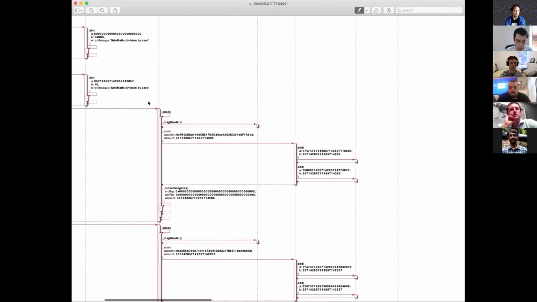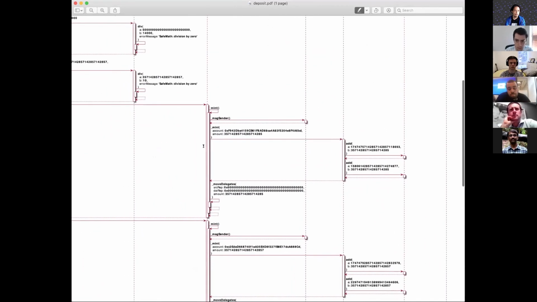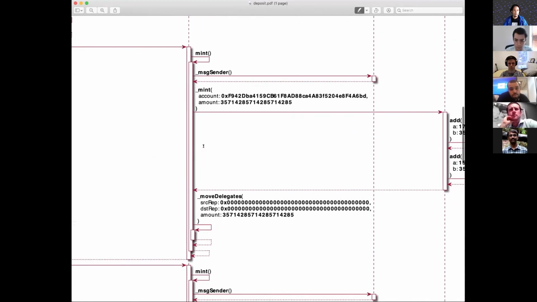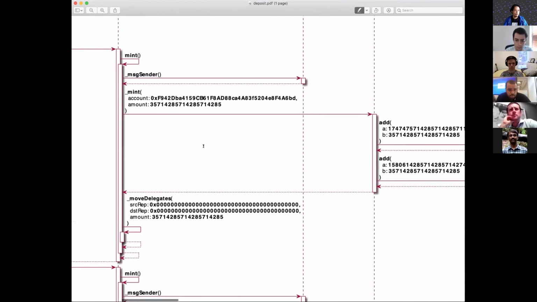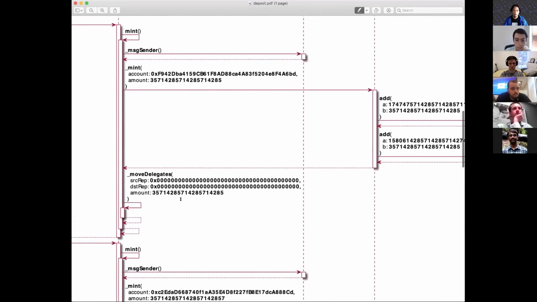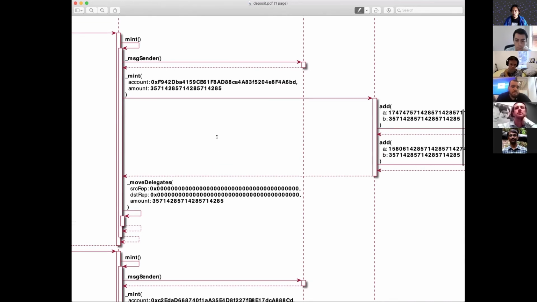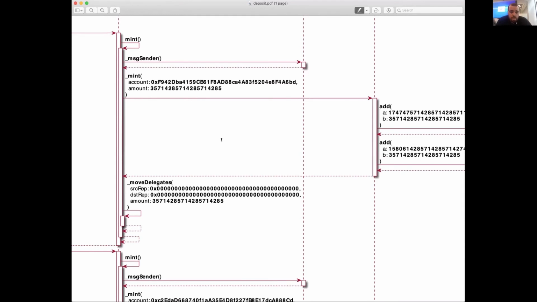It's interesting. If you look at the code, mint called move delegates of address 0 because the tokens have just been minted to delegates 2. Ideally, the 2 should have been, oh, the 2 is going to be 0 because the address 2 hasn't delegated to anyone, right.